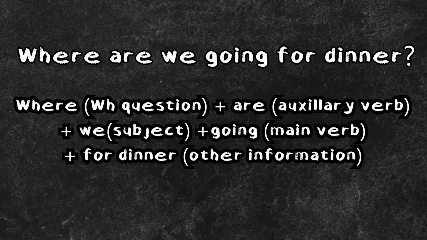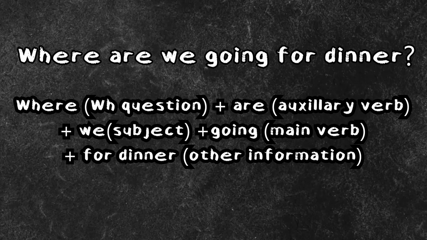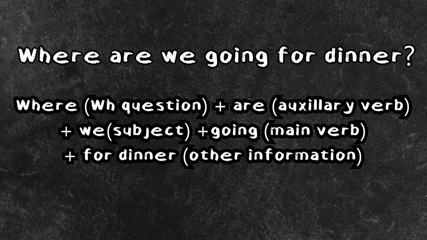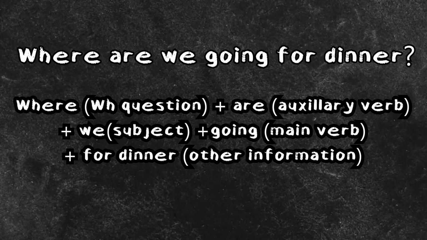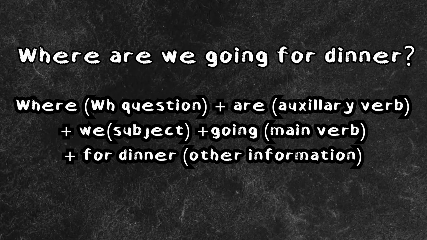For example, where are we going for dinner? Where is your what question. Are is your auxiliary verb. We is your subject. Going is your main verb. For dinner is your other information.